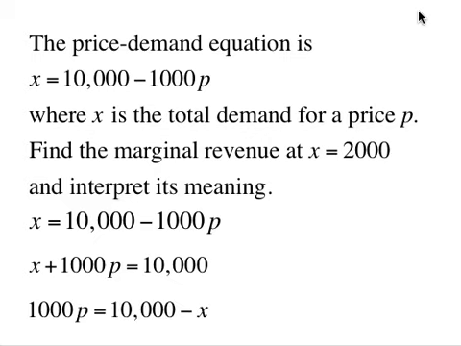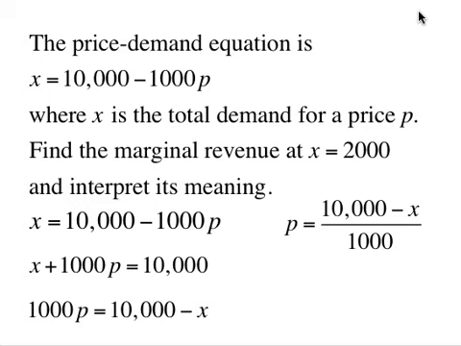Solving for p, subtracting x from both sides, 1,000p is 10,000 minus x. Then divide both sides by 1,000. And I have 10,000 over 1,000, which is 10, minus x over 1,000. So when we reduce that fraction, we get the price as a function of demand is 10 minus x over 1,000. So knowing that, what are we going to get?